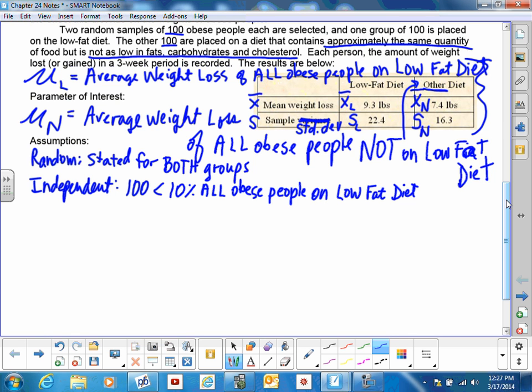Okay? And then 100 is the second sample of 100. These are separate. You're not saying 200 is less than blah, blah, blah. No. You're separating them out because you have to make sure each sample is sufficient. 10% of what population? Yep. All obese people on the other diet. Okay?